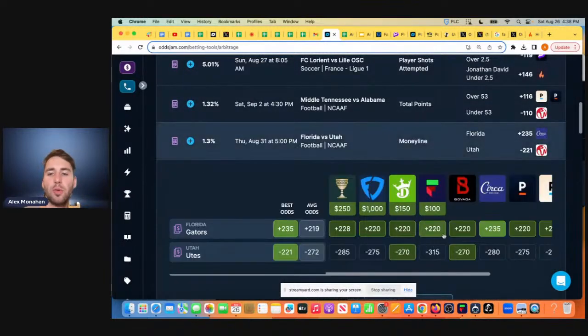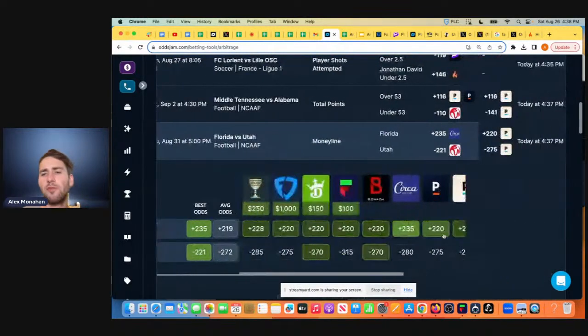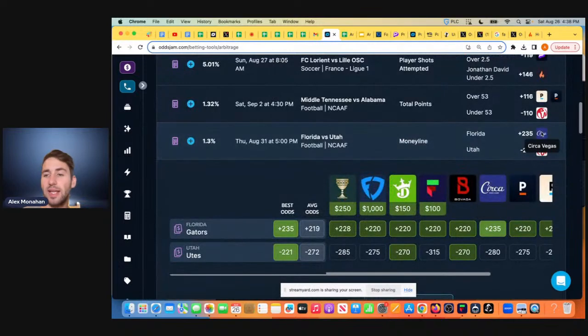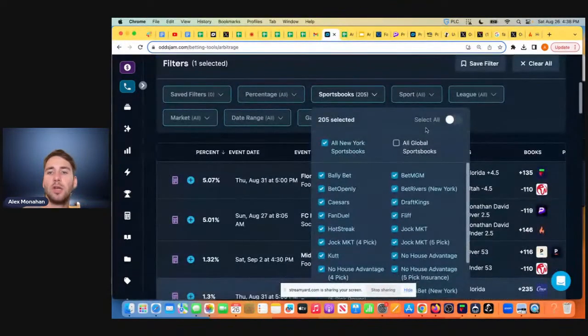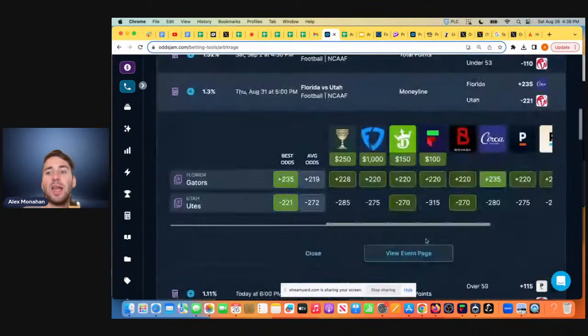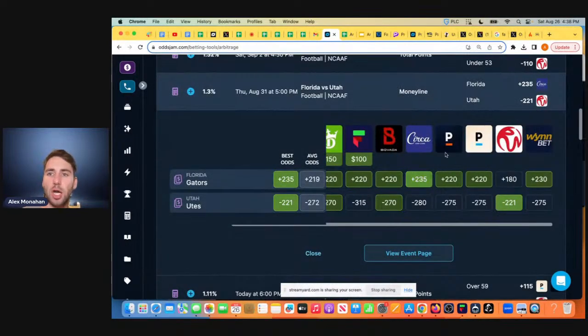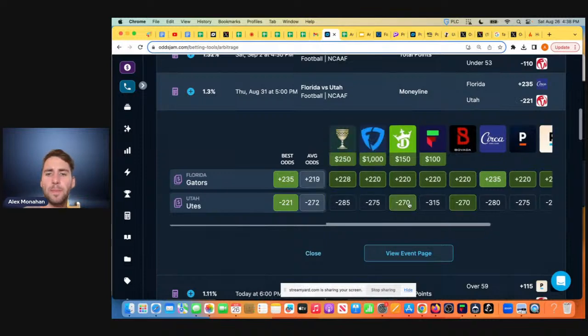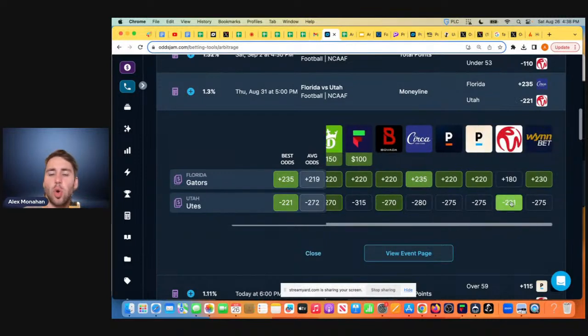So why don't we go through a very simple example? Again, it's going to depend what sportsbooks you have access to. You can see there's hundreds of sportsbooks on OddsJam, but you may not have access to them all. But we'll go through an example of arbitrage right here. So Utah money line on this sportsbook Resorts World, which I believe is legal in New York, they have this line at minus 221.